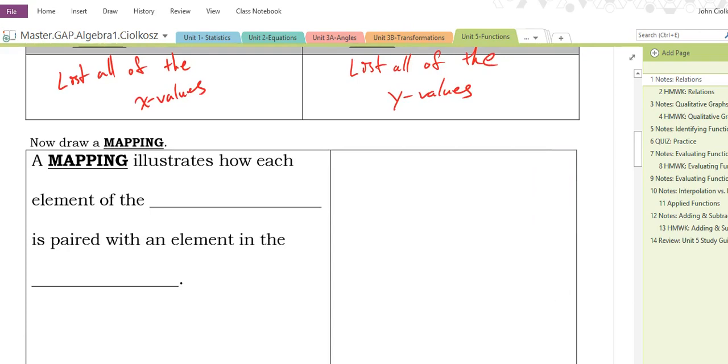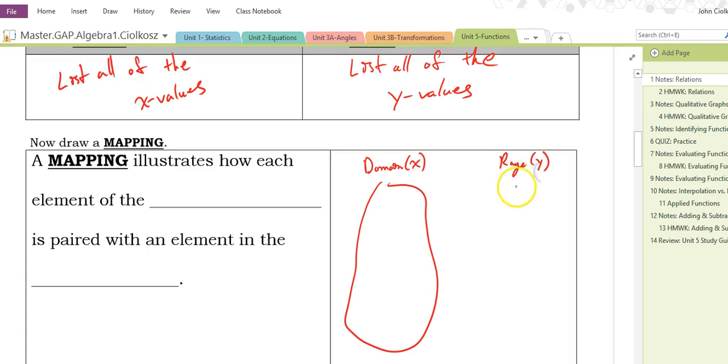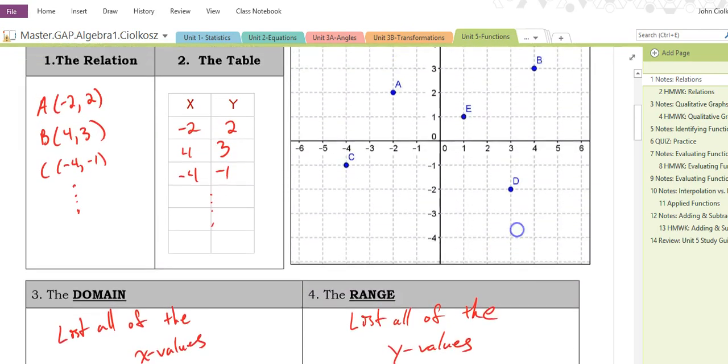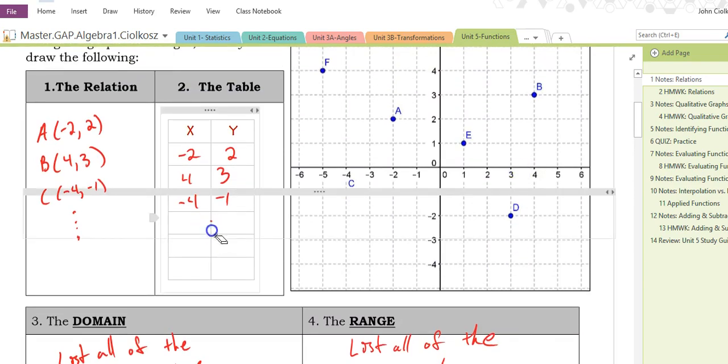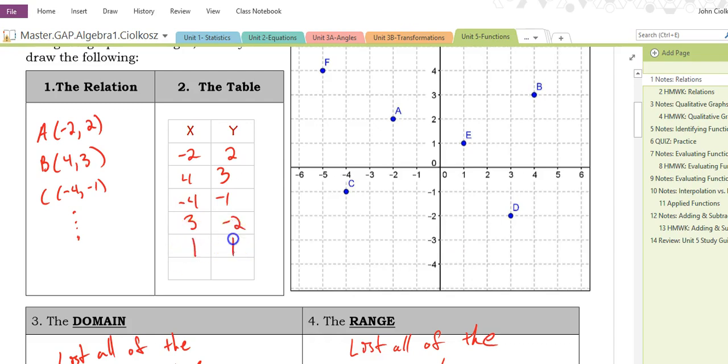Now, a mapping. This is going to be a little different. So I'm going to think about the elements in my domain, the x's, and how they go with my range, the y's. So let's go back up here and just finish our table. Then we'll use that to complete our mapping. So D is 3, comma -2. E, 1, 1. And F, -5, 4.